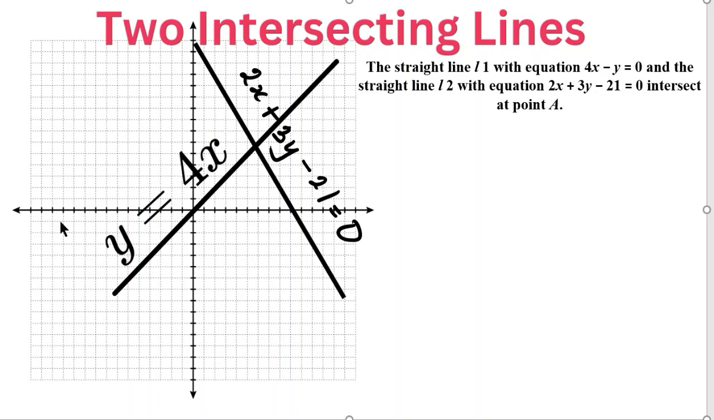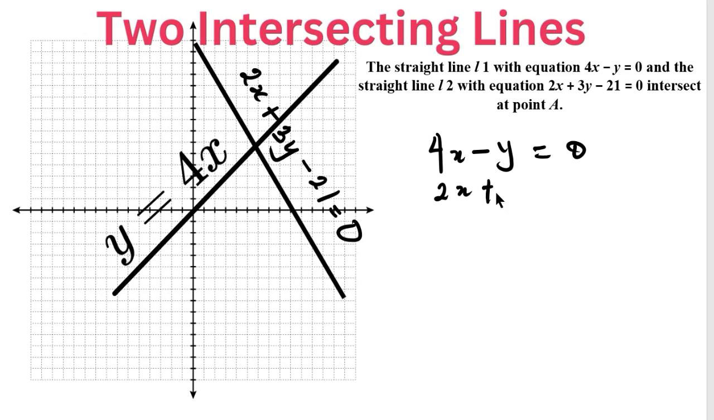I saw this question and I would like us to take a look at it. We're going to find the point of intersection of these two lines. The question says a straight line L1 with equation 4x minus y equals 0. That's the first equation. And the second line has the equation 2x plus 3y minus 21 equals 0.